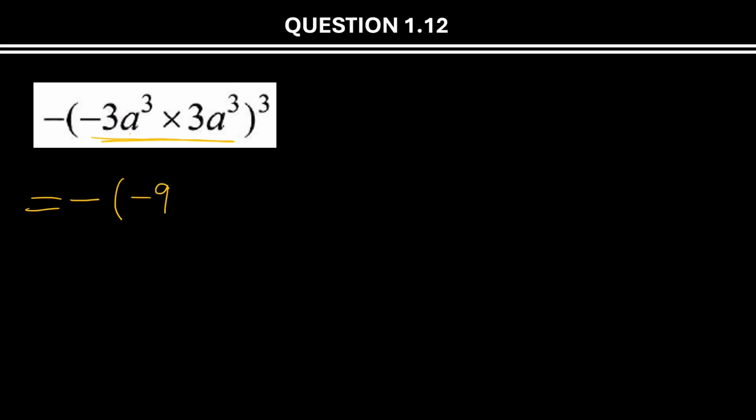And then we have a to the power 3 times a to the power 3. So this will be 3 plus 3, the 3 a's together. Obviously, if you want to think about it that way, then this is in total 6 a's. And then to the power 3. So now we've got the negative, and then here we have negative 9 to the power 3.